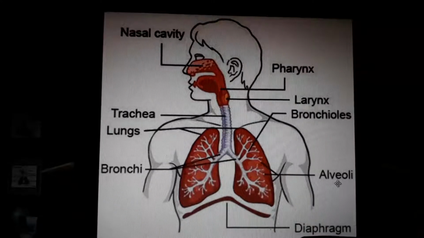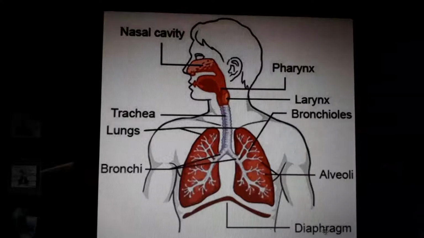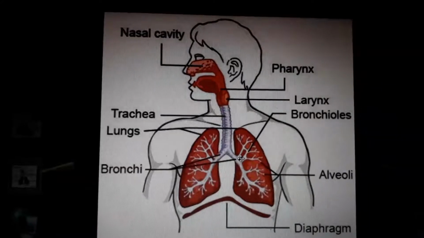And the last one is the diaphragm. You know what this diaphragm is? Actually, what is its job? It is a muscle. It separates our stomach and the other organs from the upper organs, and that muscle will power the breathing.